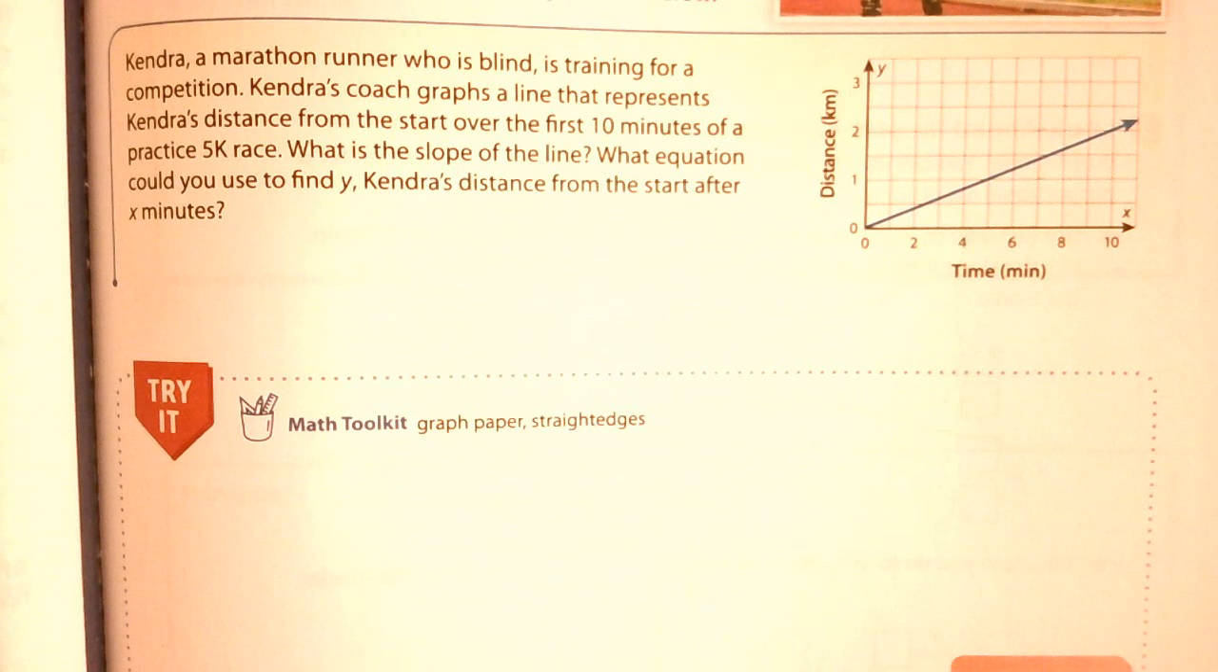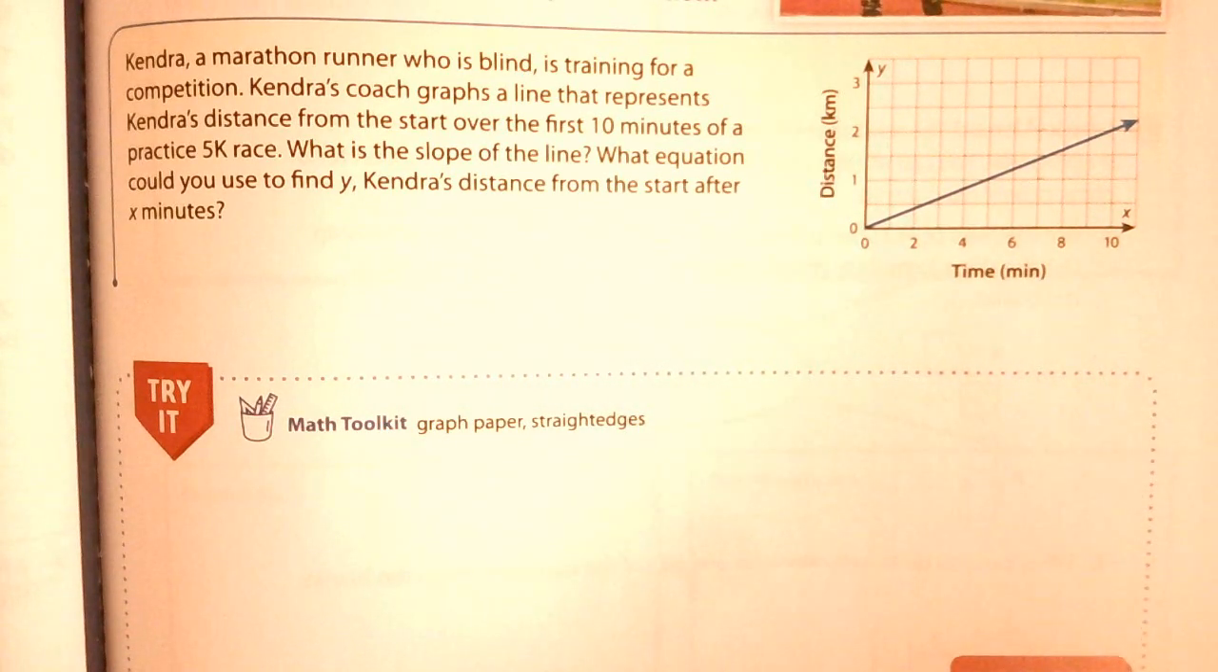We've got Kendra, and she's a marathon runner who's blind, and she's training for a competition. Her coach graphs a line that represents her distance from the start over the first 10 minutes of a practice 5K race. We're going to find the slope of the line, and then we're going to talk about what equation we could use to find y. So Kendra's distance from the start after x minutes.